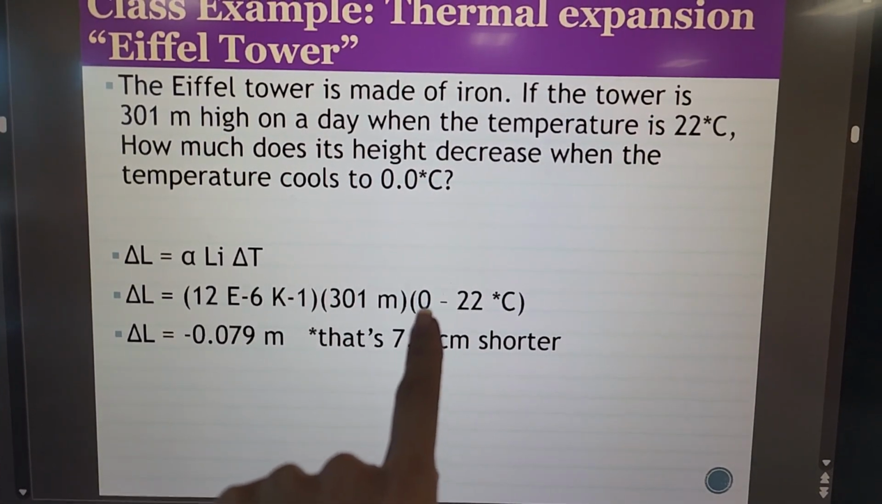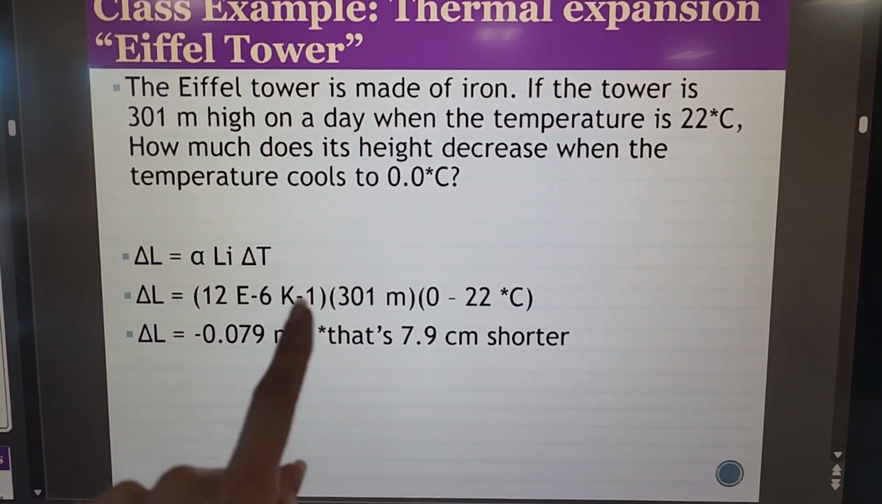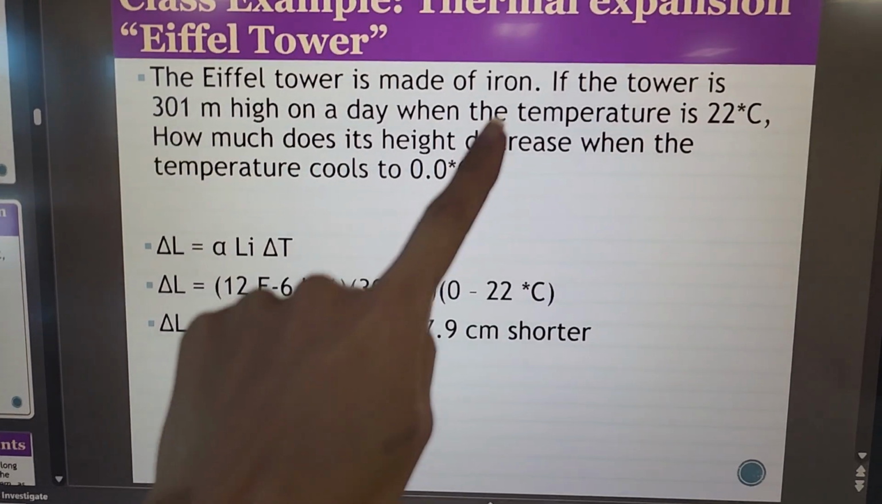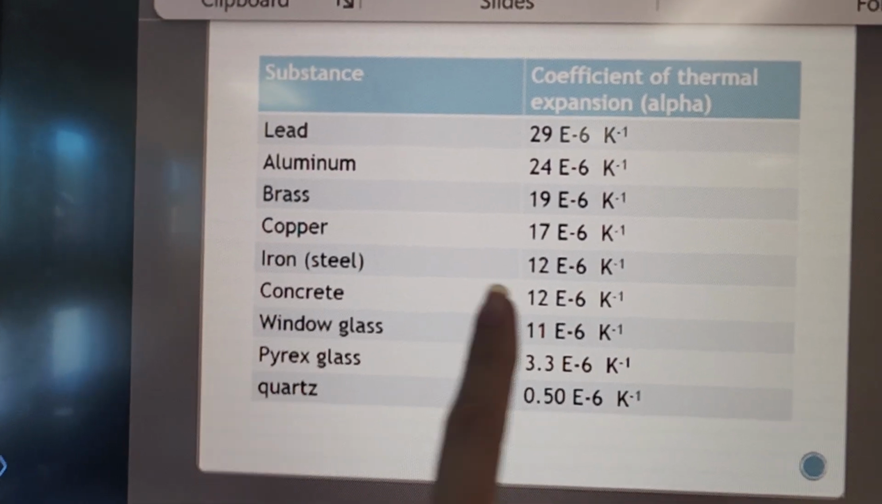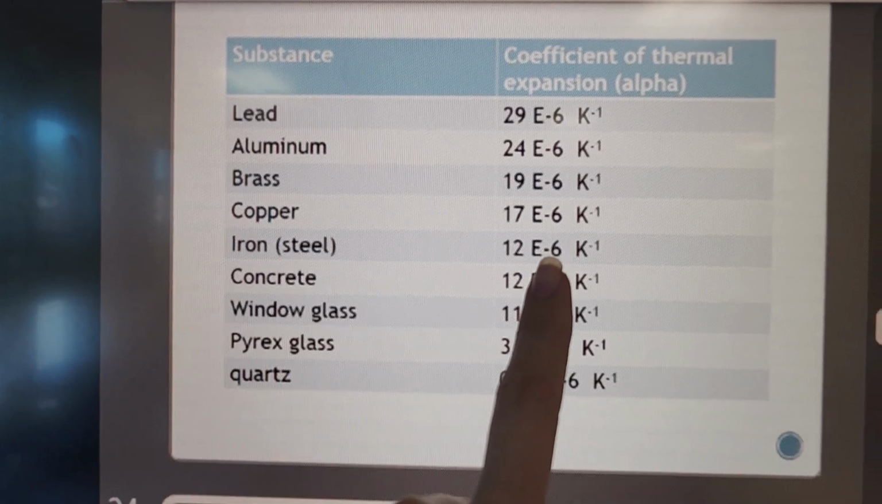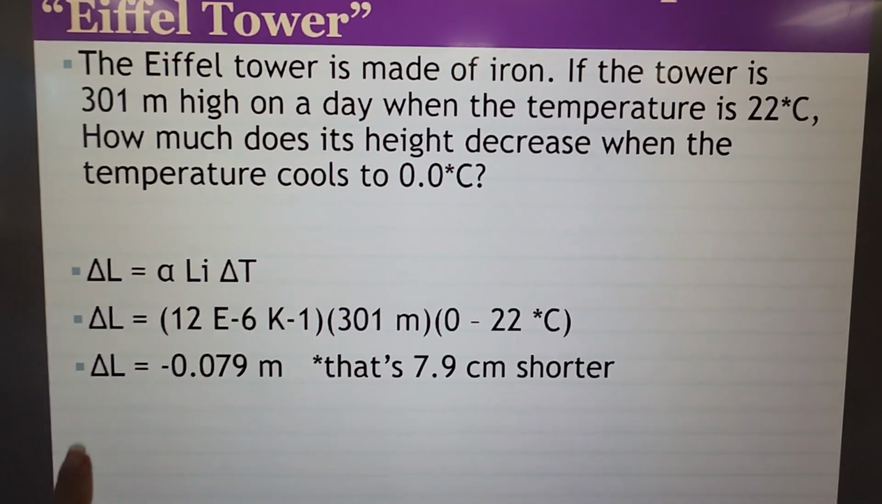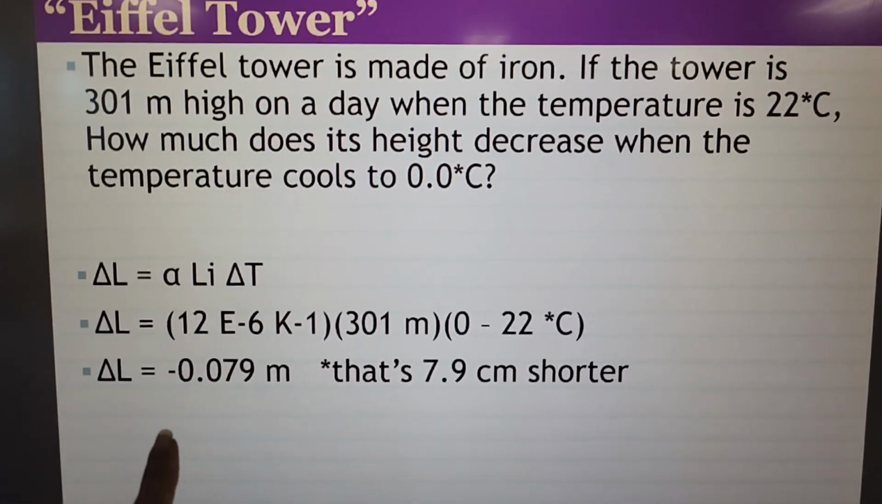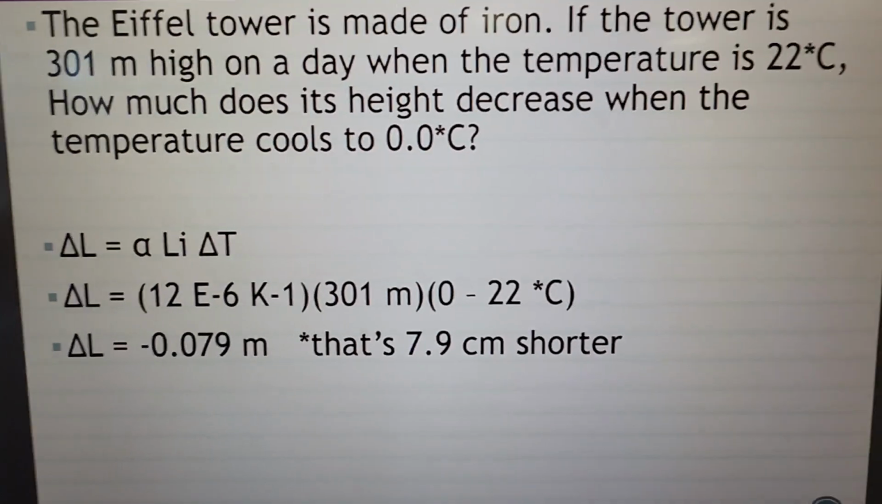The final temperature is 0, the initial temperature is 22. And we get this coefficient, alpha, for iron from the previous table: 12 times 10 to the -6 power. So the change in length is 0.079 meters or 7.9 centimeters shorter.